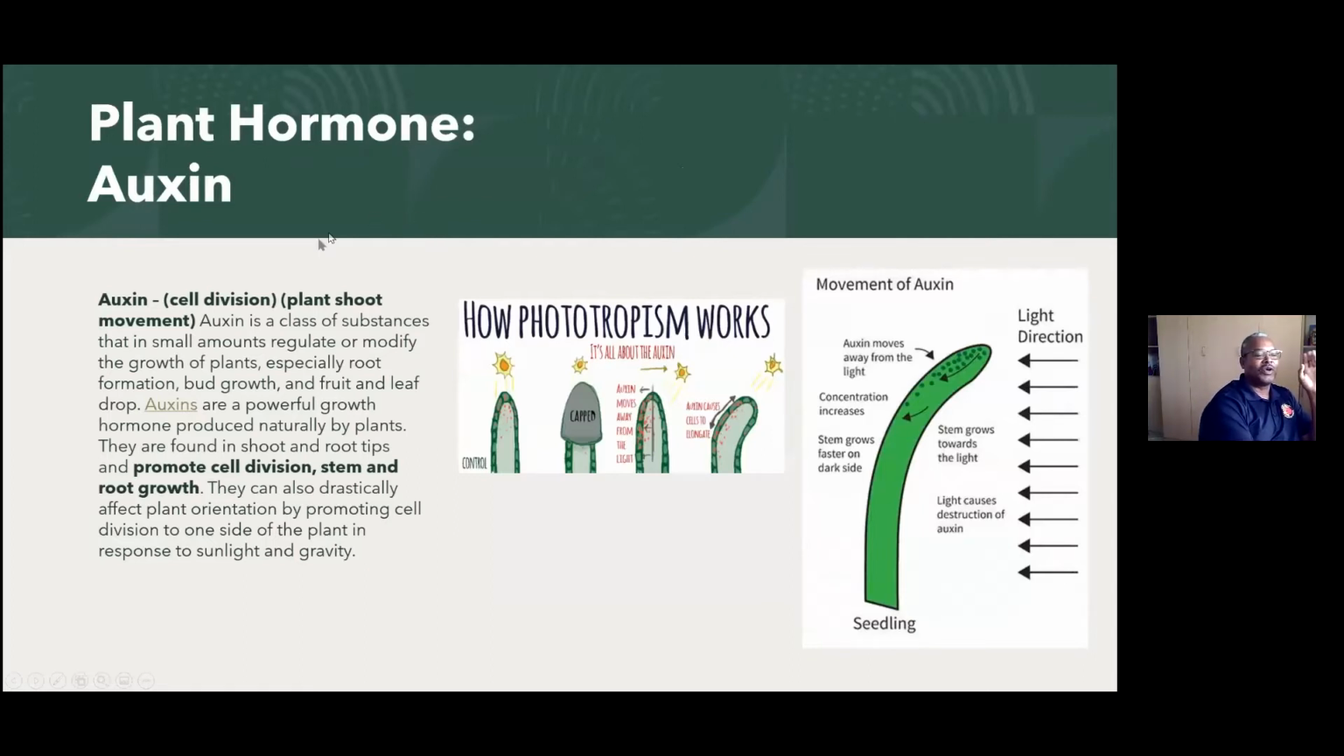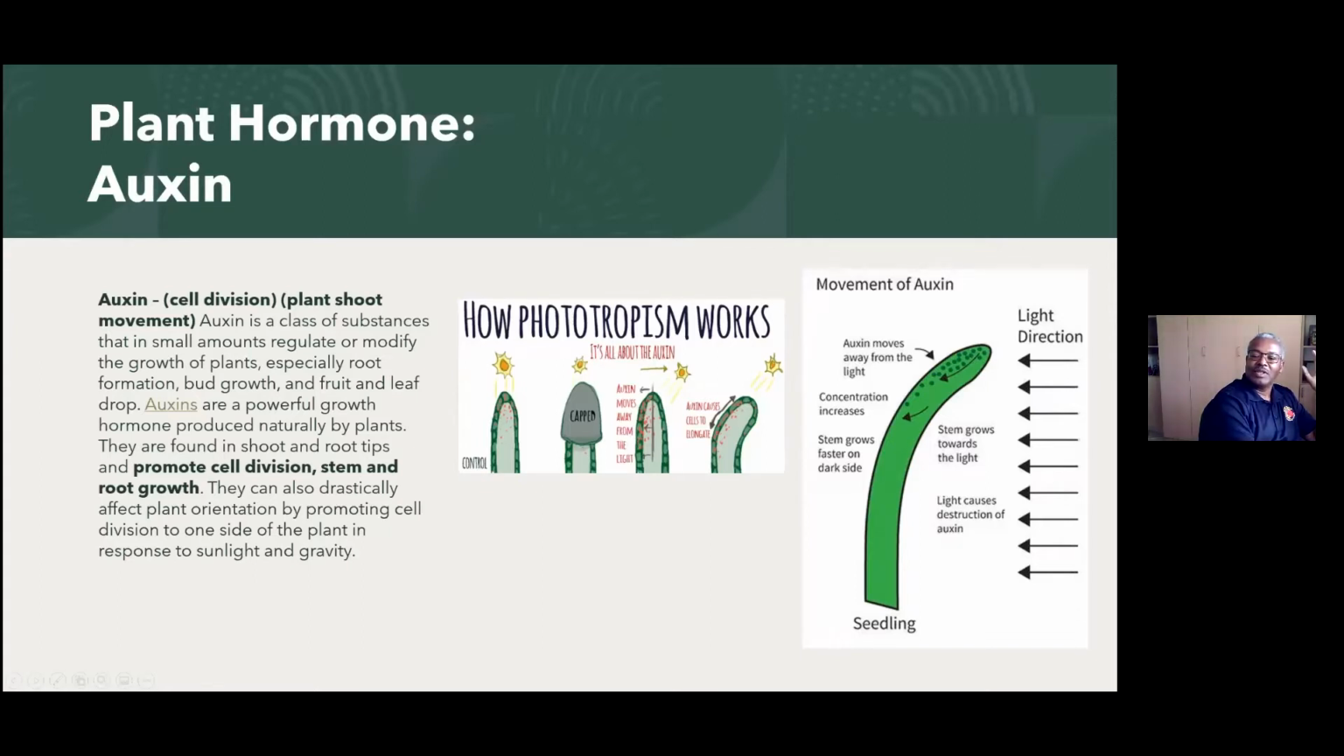The first hormone that I'm going to talk about is auxin. The auxin hormone has to do with cell division and plant shoot movement. How many of you have seen your trees grow towards the sun? Well, auxins are the reason for doing that. If you look at this illustration over here, if the light direction is going from right to left, auxins move to the left side of the stem or branch.